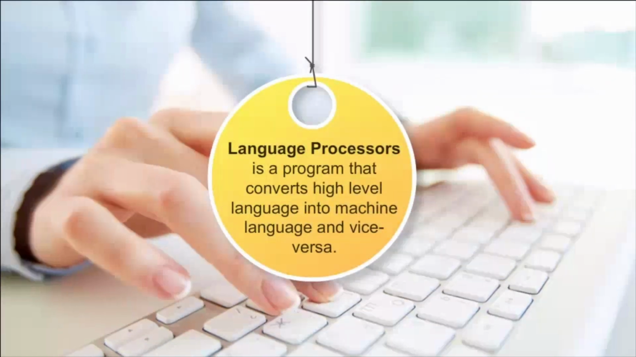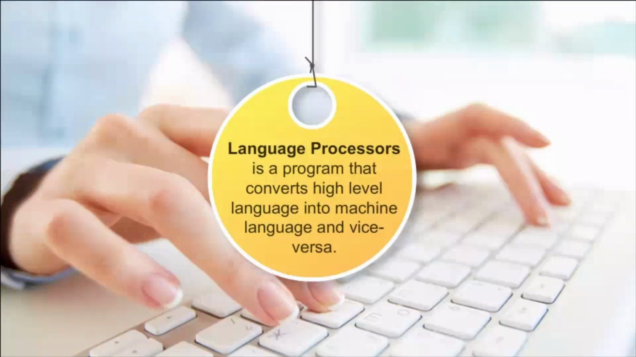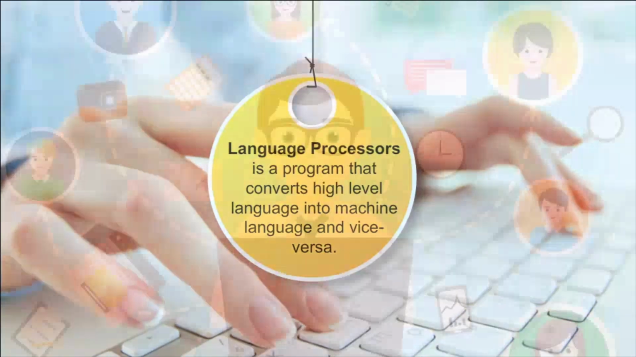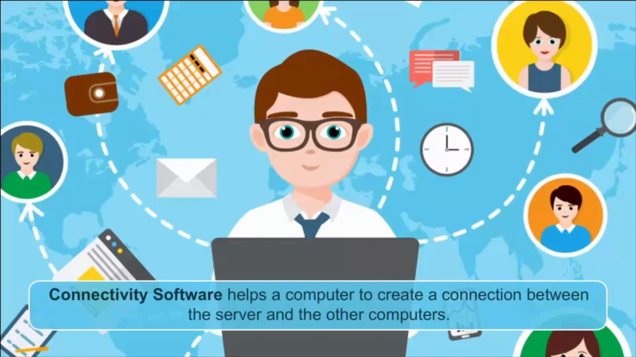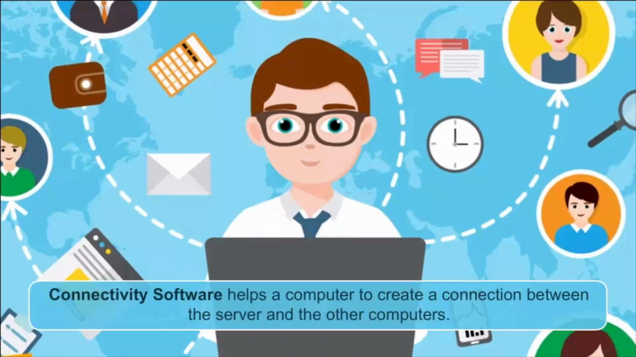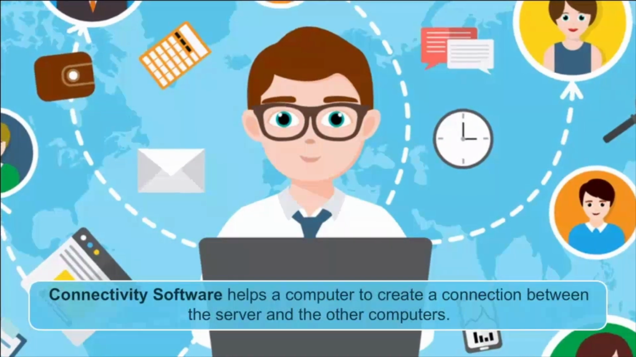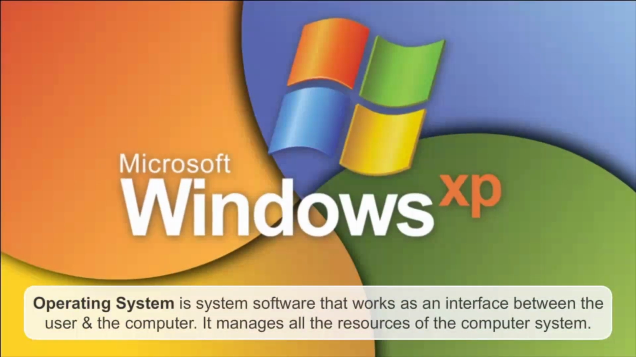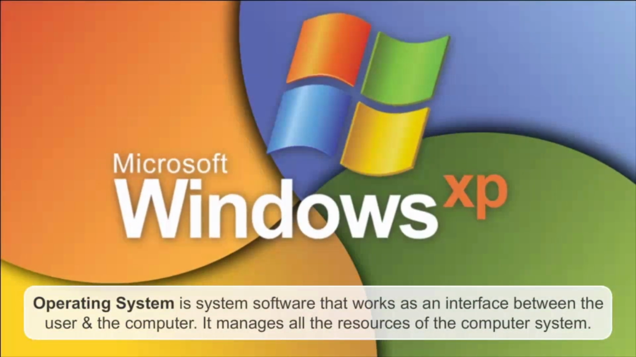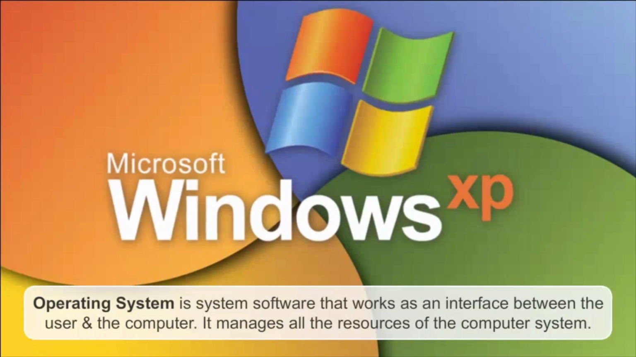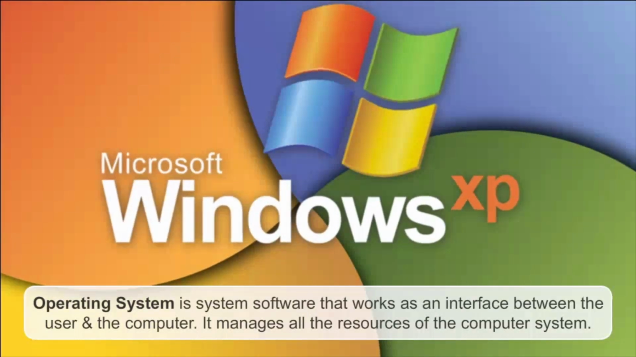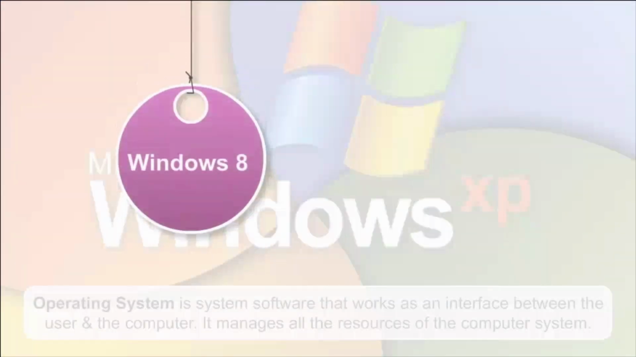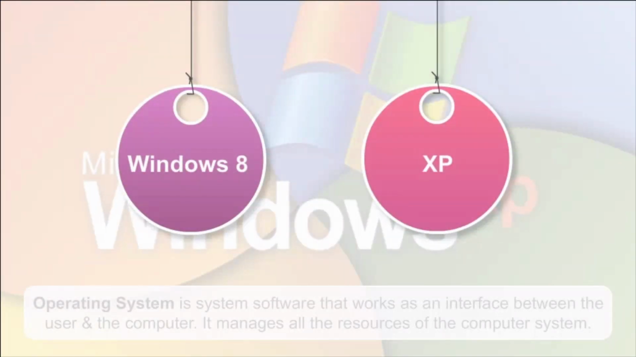Language processor is a program that converts high-level language into machine language and vice versa. Connectivity software helps a computer to create a connection between the server and the other computers. Operating system is a system software that works as an interface between the user and the computer. It manages all the resources of the computer system, like Windows 8, XP, etc.